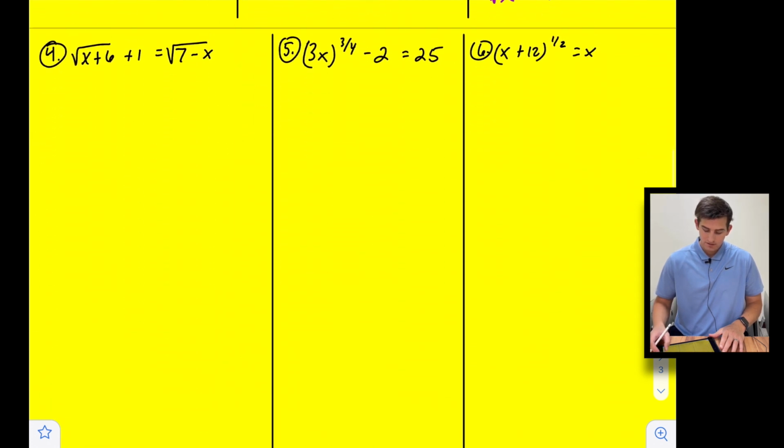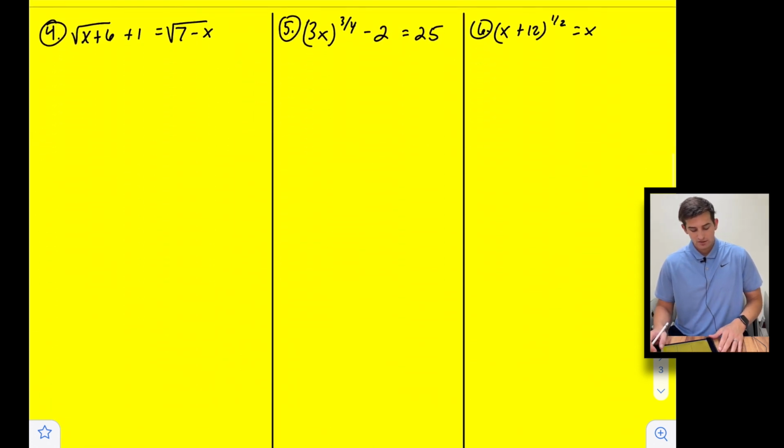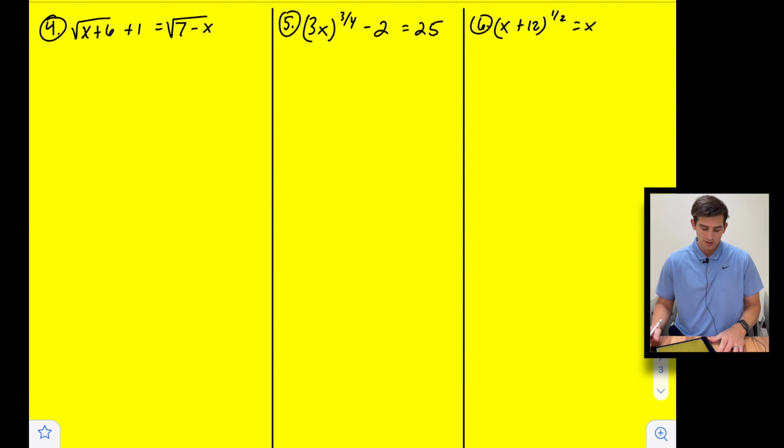All right, next 3 examples. So now number 4, we got a radical on both sides, okay? So we think, okay, let's subtract this 1, but really it's not gonna help us because then we just have a minus 1 on the other side. So let's just go ahead and square both sides of our equation.